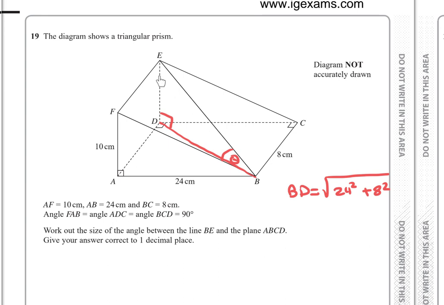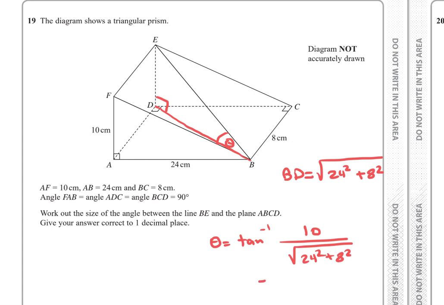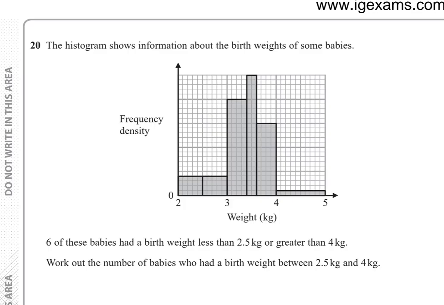Now we have the opposite, which is 10 centimeters, and we have BD, which is the square root of 24 squared plus 8 squared. So we can find theta using tan. So theta equals tan inverse of the opposite, which is 10, over the adjacent, which is the square root of 24 squared plus 8 squared, equals 21.6 to 1 decimal place.